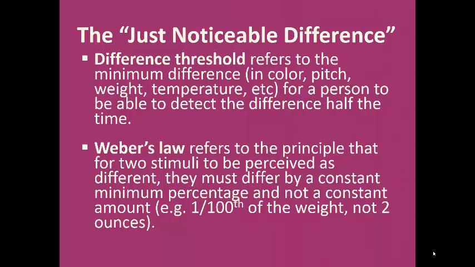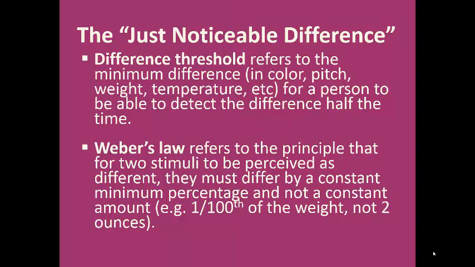The just noticeable difference, or difference threshold, refers to the minimum difference in color, pitch, weight, temperature, etc. for a person to be able to detect the difference half of the time. So when you say, oh, I can see that it's hot outside, how many degrees is it that we can detect temperature differences? That something is hotter, something is colder, because while our senses are sensitive, they are not perfect.